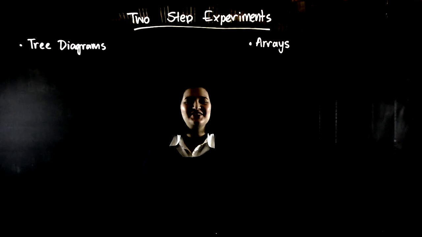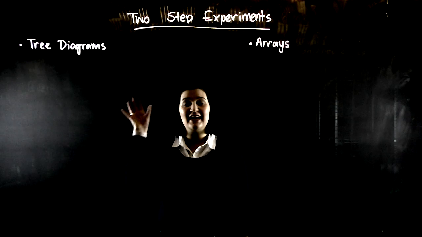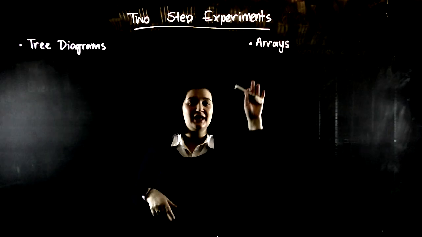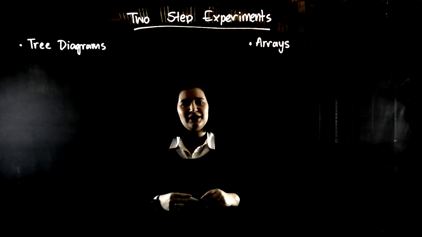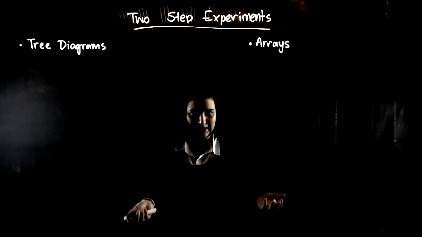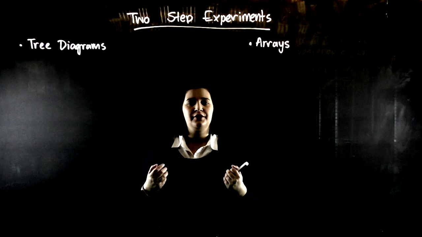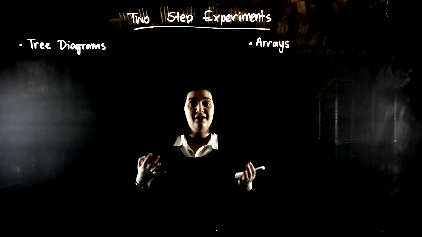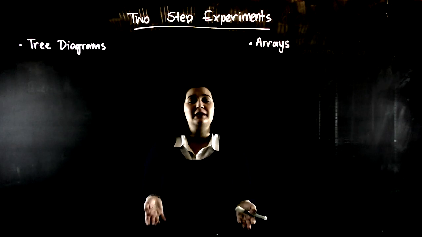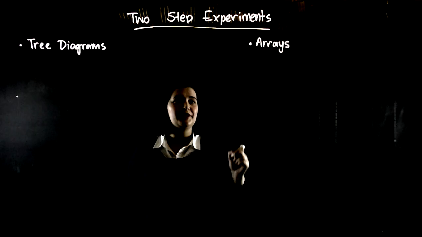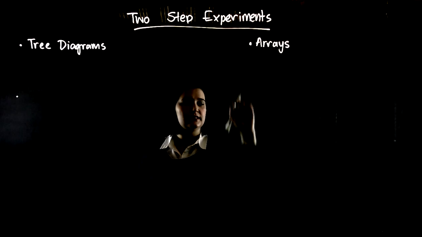Alright guys, today I'm going to talk about two-step experiments and particularly how we represent them using tree diagrams and arrays. So an array is a fancy name for a table, basically. If I think about I'm going to go to the movies and I have 3 movies that I'd like to see, I'm going to go twice. So I'm going to represent the 3 movies here.